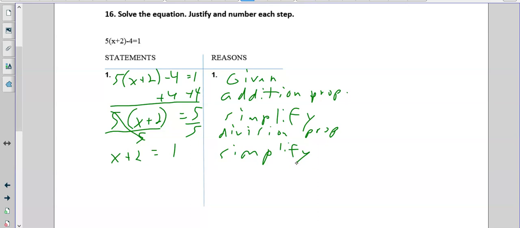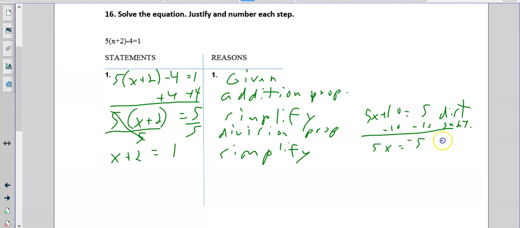Now, real quick, I'll show you. If I wanted to, I could have done 5x plus 10 equals 5. And I would have said distributive property. I'm just going to abbreviate here, just so you see there's two different ways. Maybe you did it this way. Then I would subtract 10. That would be subtraction property. And then I would have 5x equals negative 5, because 5 minus 10 is negative 5. And again, that would be simplify. And then I would divide by 5. So that would be division again. And that gives me x equals negative 1. Simplify.